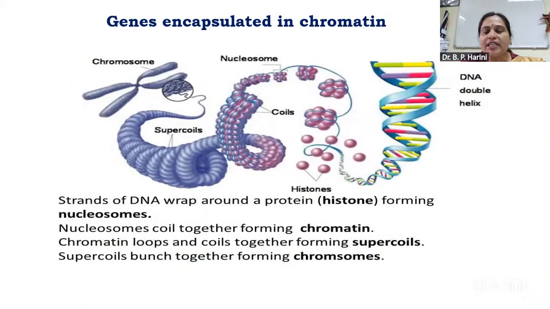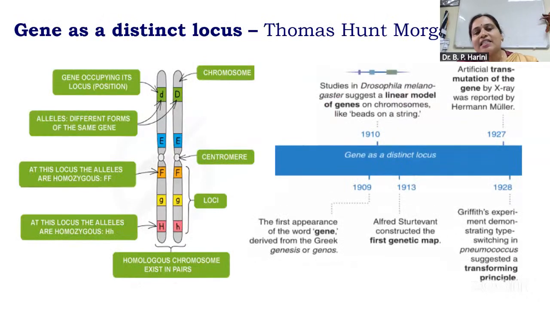Next. So the gene is encapsulated in a chromatin structure, and you know that chromatin is made up of histone protein molecules, which are very important in how they work. So a gene has a distinct locus. Each and every gene has its own locus, or its own specific site, to express itself. And from 1900 to 1928, a lot of work was done by Thomas Hunt Morgan and others, to show that genes are present at a definite position and are localized at a specific locus on a chromosome.